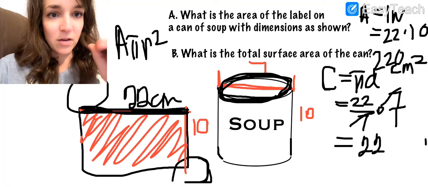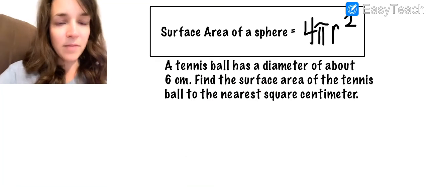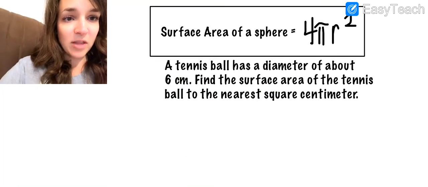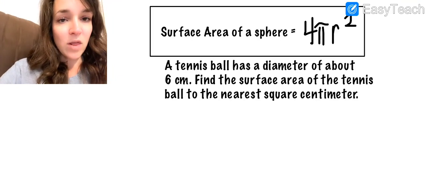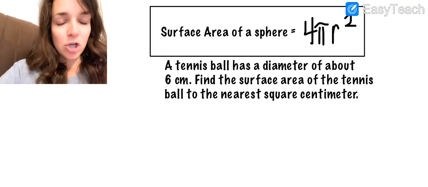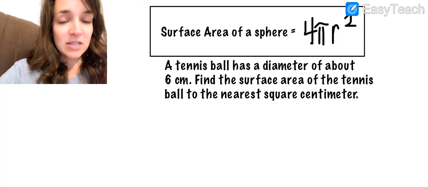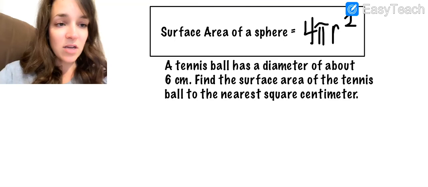we're going to talk about the surface area of a sphere really quickly. So the surface area of a sphere formula is just 4 pi r squared. So let's look at how we can just plug that in. If a tennis ball has a diameter of about 6 centimeters, find the surface area of the tennis ball to the nearest square centimeter.